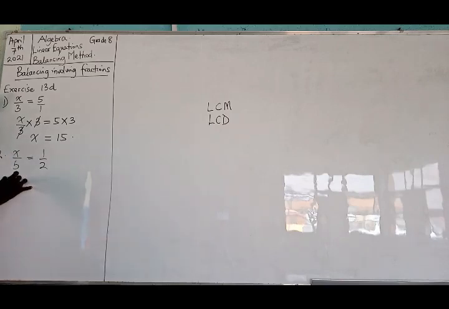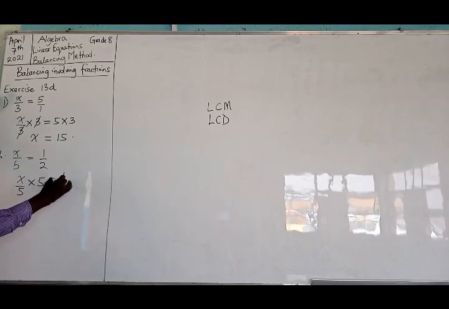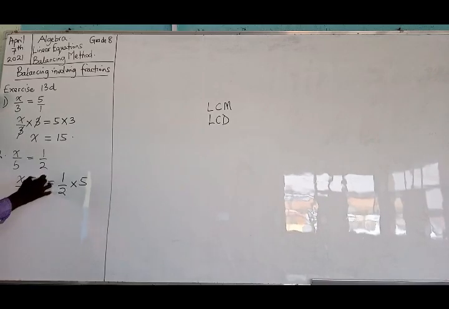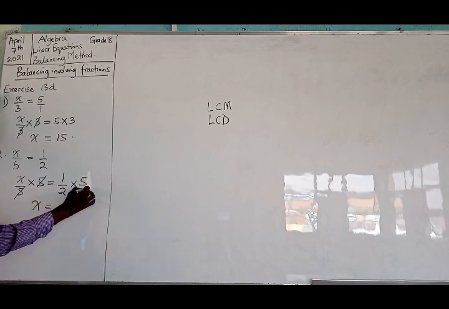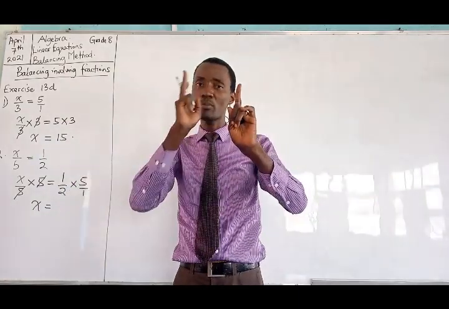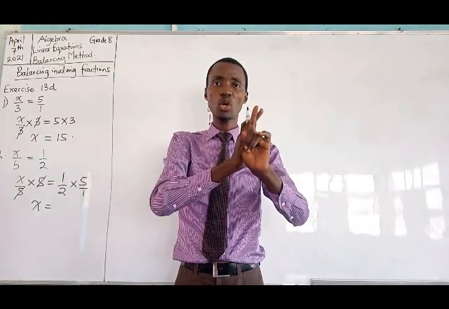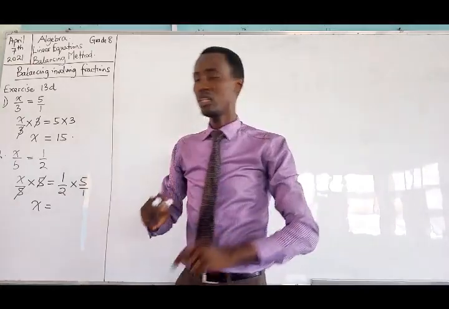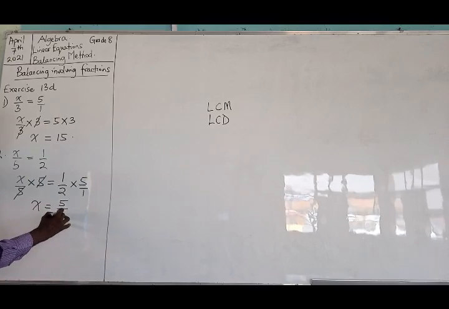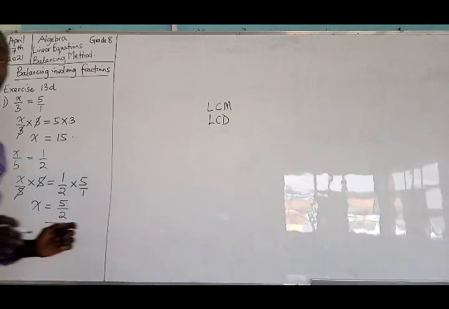So I will just simply say x over 5, multiply this by 5, equal to 1 over 2, multiply this by 5. I cancel out, and I'm going to have x will be equal to what? This 5 over 1. I remember from your elementary arithmetic, when you are multiplying, numerator will multiply numerator, and what? Denominator will multiply what? Denominator. So if you do that, x will now be equal to what? 5 over 2. And that takes care of that problem.